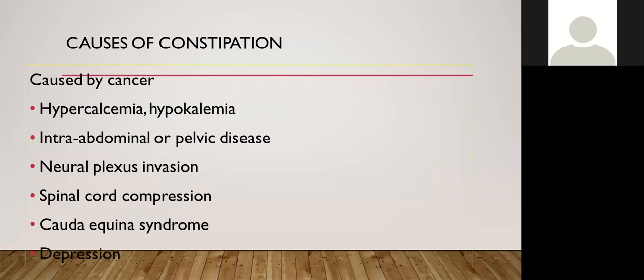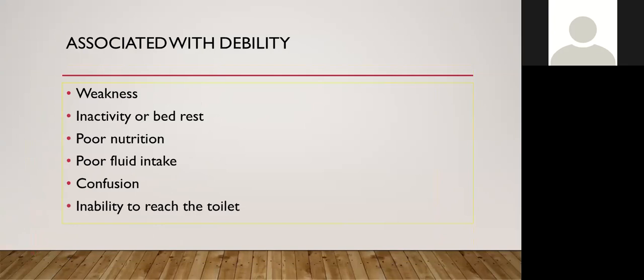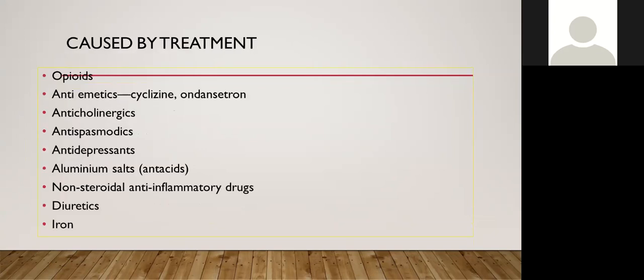Spinal cord compression is a complication of cancer, can present with constipation, cauda equina syndrome, and patient can be depressed. If it's with debility because of weakness, either they're inactive or in bed rest, poor nutrition, poor fluid intake, confusion, inability to reach the toilet. What are the drugs causing constipation? So opioids are the first in the list. Antiemetics, ondansetron, anticholinergics, antispasmodics, antidepressants. Some antacids can also cause it, NSAIDs, diuretics, and iron.